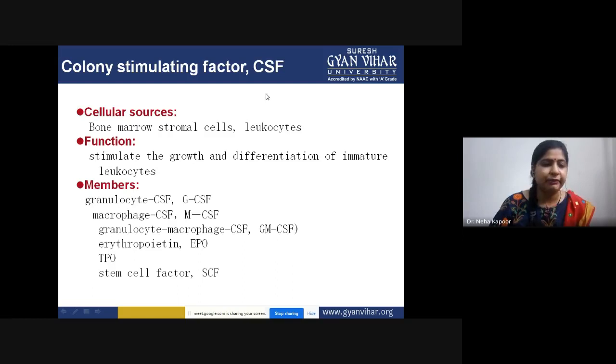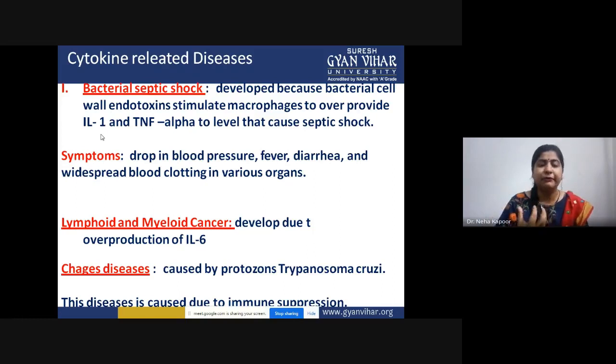Next is colony stimulating factor. There are many cellular sources of it: bone marrow, stromal cells, leukocytes. The main function is to stimulate the growth and differentiation of immature lymphocytes. There are many members of it: granulocyte, macrophage, EPO, stem cell factors. All of these play a very important role. In the complete lecture, we have discussed the role of many cytokines in response to some infection, how they regulate hematopoiesis and the generation of these cells.